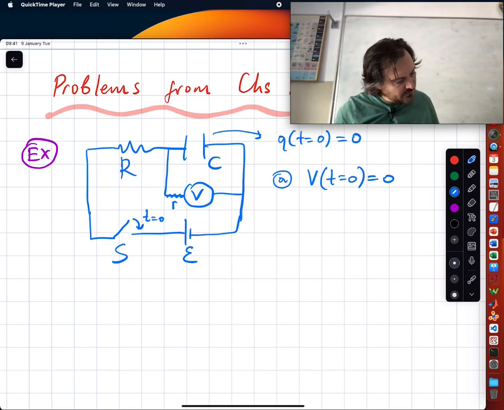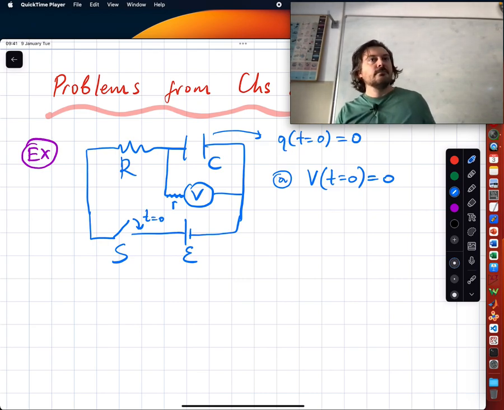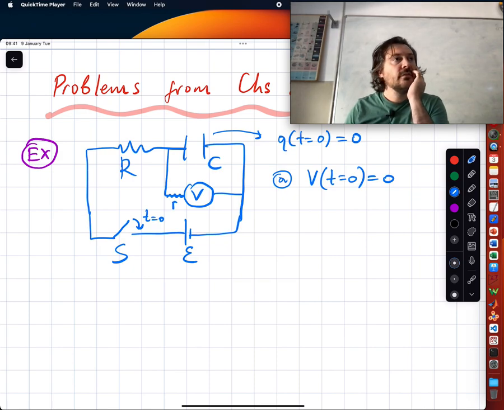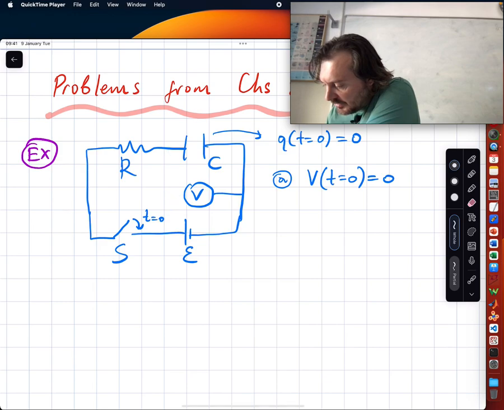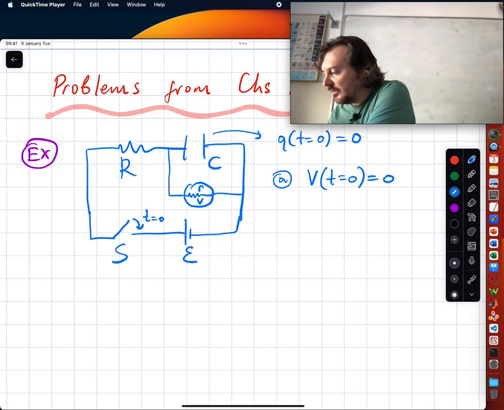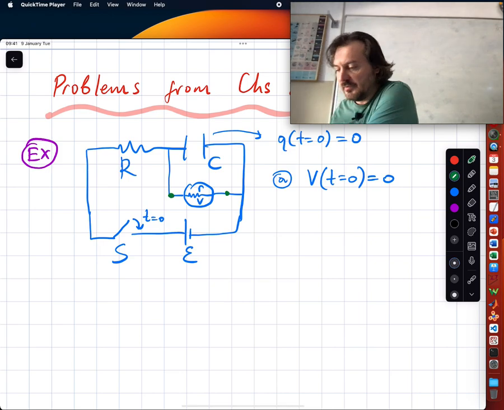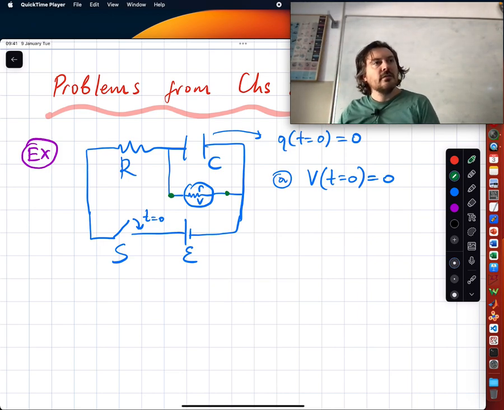Part B, what is the reading of the voltmeter at t equals infinity? Do you understand the question? 0 again. Why? Maybe I should plot the very inside of the voltmeter, it has an internal resistance. So what it is going to show is the potential difference between these 2 points. Okay?